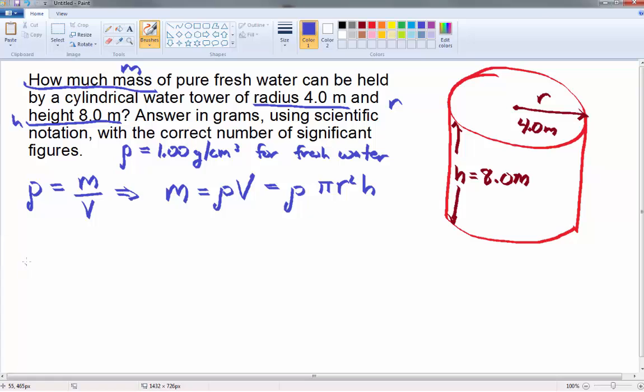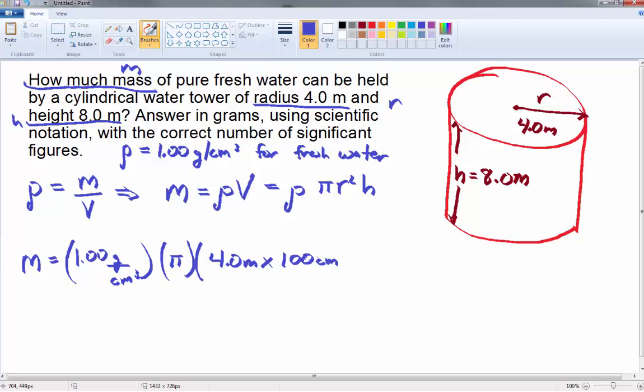The total mass is going to be the density, so 1.00 grams per centimeter cubed, times pi, which is an irrational number, 3.14159926, and then ad infinitum, times the radius. Well, the radius is 4.0 meters. And since we have this in centimeters cubed, we might as well just convert it to centimeters right here. So that's times 100 centimeters per 1 meter. And then that number is actually squared. And then that is going to be times the height, which is 8.0 meters. And again, we'll convert to centimeters by multiplying by 100 centimeters per 1 meter.